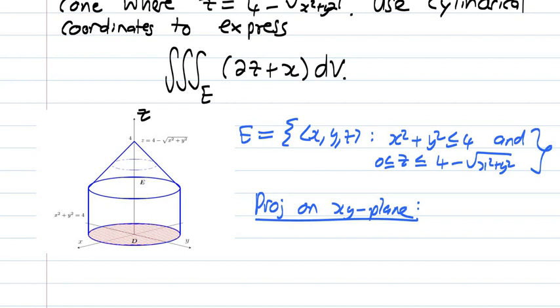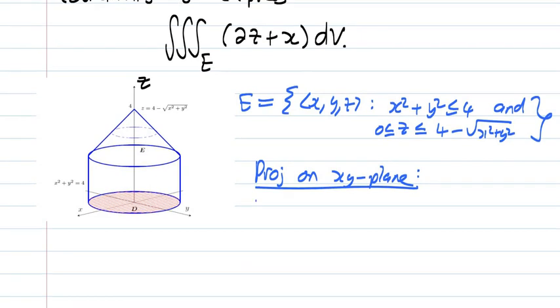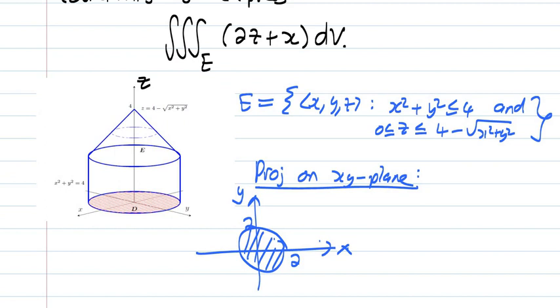Here we can see if you project this onto the XY plane, it is quite easily a circle of radius 2 centered at the origin. So let's call the shadow D. And it's quite easy to describe D using polar coordinates. So we can say that r is between 0 and 2. It's a full circle, so theta is between 0 and 2 pi. So this is the projection of region E onto the XY plane.